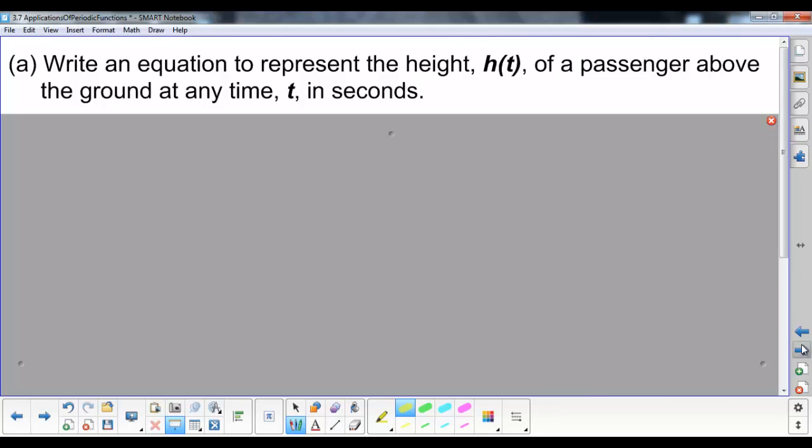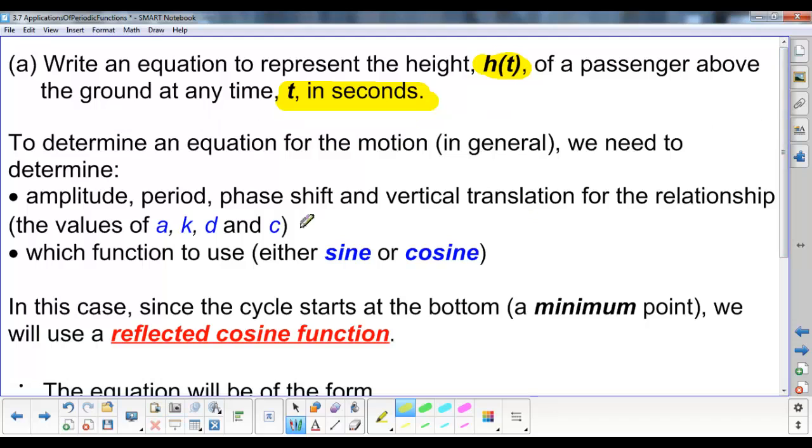Okay, so we're going to take all that information and use it to model this with a periodic function. We want to write an equation to represent the height, h of t, of a passenger from the ground at any time. An important thing to note here is that t is in seconds, and I'm going to reference that again in just a minute. So again, just like a couple of days ago when we were doing other lessons, to create a periodic function you need your a value, your k value, your c, and your d. So that's what we're going to do right now.